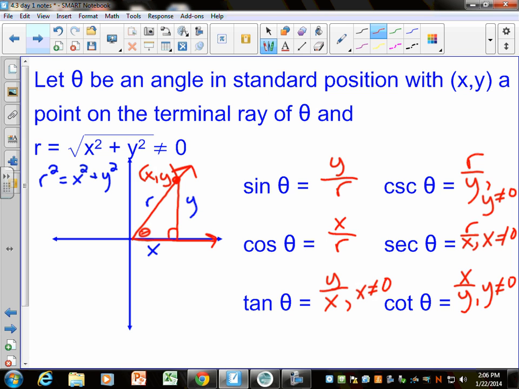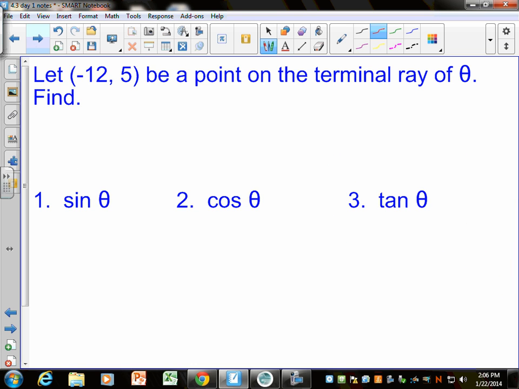So what can we do with this? The next problem, I only did sine, cosine, tangent because I kind of wanted to hurry it up, but I could ask you to find all 6 of these. And I just want to show you how you can do this without a picture, but then I'll show you how the picture can help you if you want to draw it.